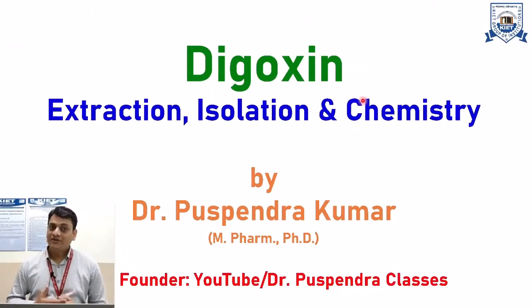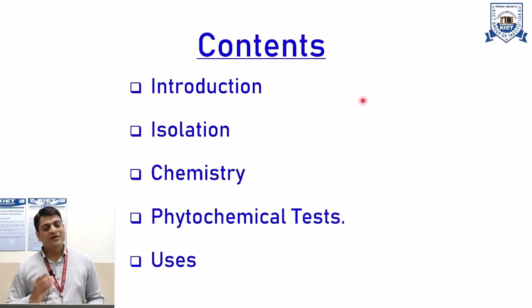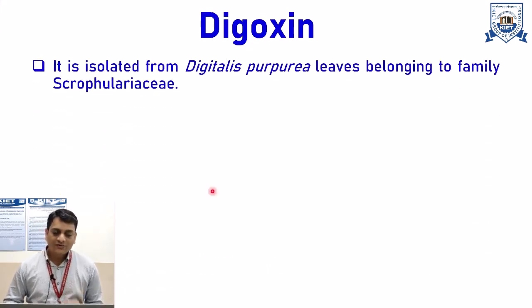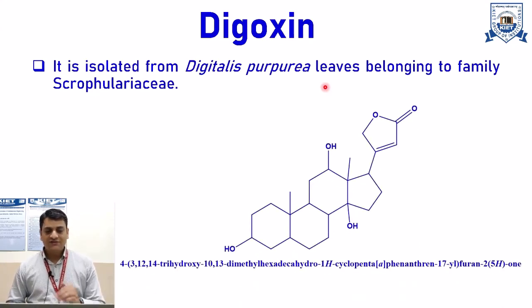Now coming to the introduction of digoxin. So these will be the contents, which contain introduction, isolation, chemistry, phytochemical test and the uses. Digoxin is isolated from Digitalis purpurea leaves, which belongs to the family Scrophulariaceae. This is the structure of digoxin, and this is the IUPAC nomenclature of digoxin. In the structure you can see that it contains mainly a steroidal ring, which is the basic nucleus, and apart from this it contains a 5-membered lactone ring.